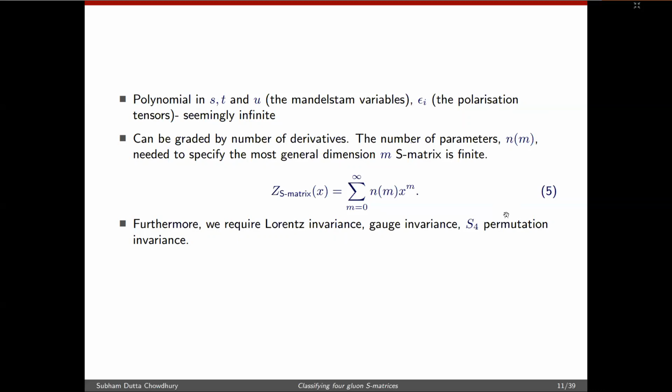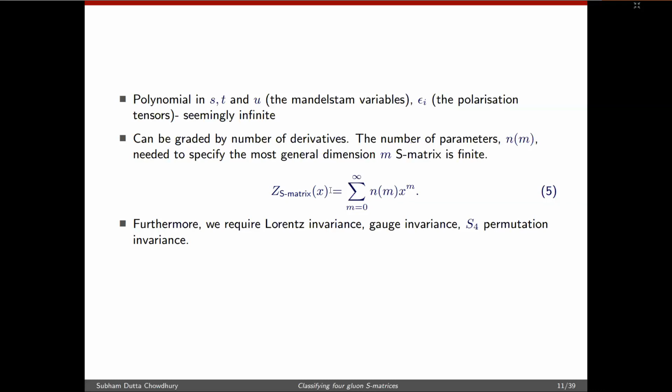Is that clear? Can you say that again, please? Yeah. So what I'm saying is that we are trying to classify polynomials of S, T, and U, and polarizations. Now this can be a very large number. But we are looking for an organizational principle such that you can encode it in terms of just the counting, at least in terms of a partition function like Z_S-matrix. If I tell you that you have 4 external photons, and I want you to tell me how many linearly independent S matrices there are at, say, 8th order in derivatives of a photon S matrix, you just Taylor expand this Z_S-matrix about x equal to 0, look at x to the power 8 and tell me that this is the number of linearly independent S matrices at that derivative order.